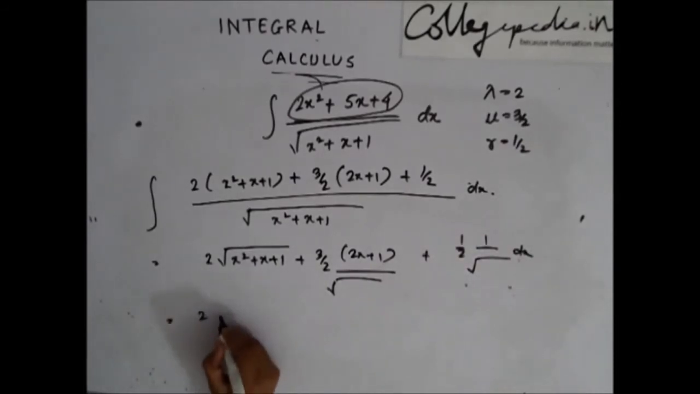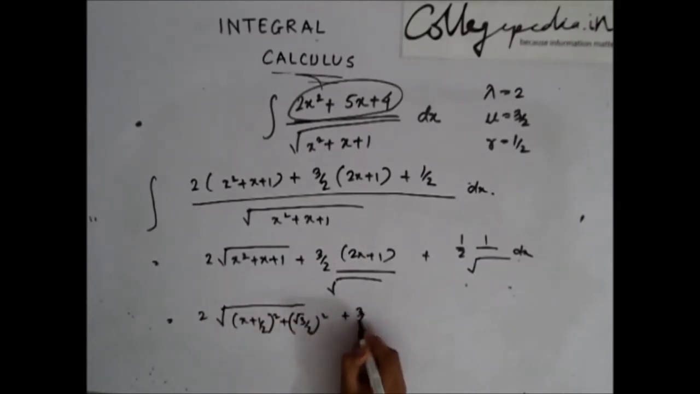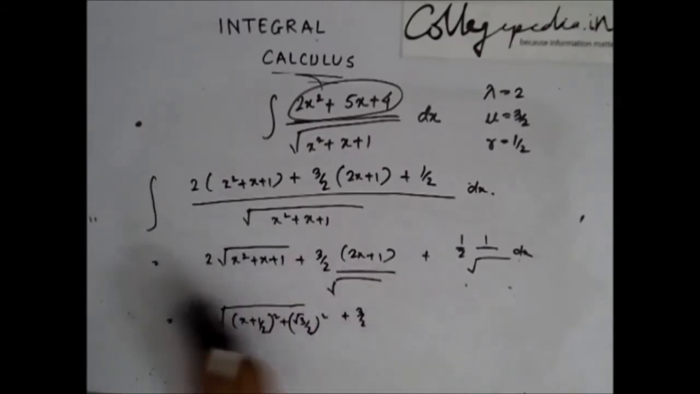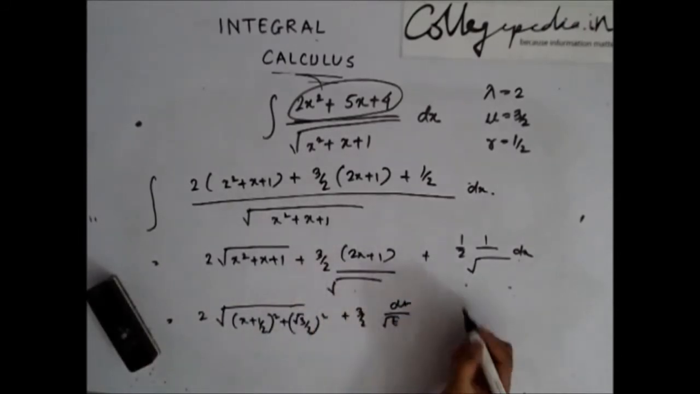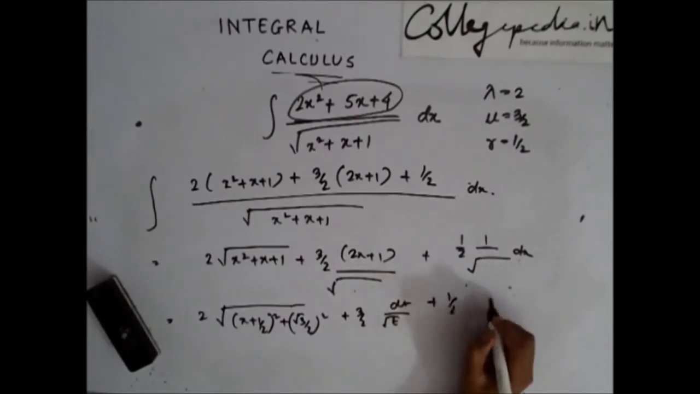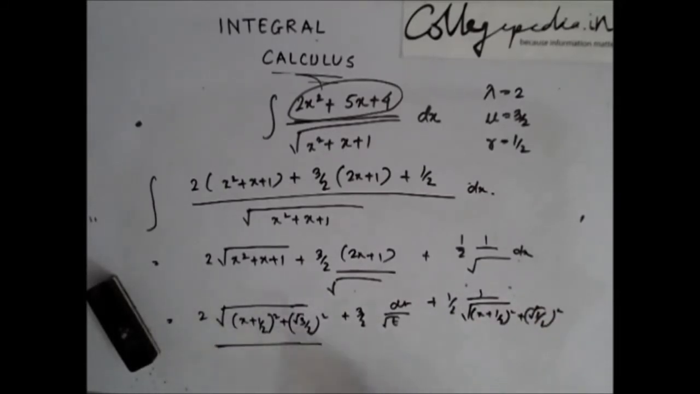This one now you can write as root of whole square. This one will be 3 by 2 times dt by root t, because if you take this as t, it will be dt, plus half of this expression, you can write it as x plus 1 by 2 whole square plus root 3 by 2 whole square. Now this can be solved using some standard equation. This is a very simple integration, and this also has a standard result.